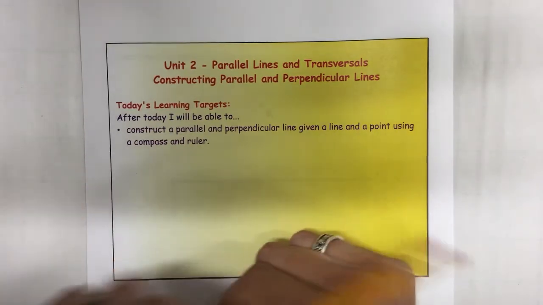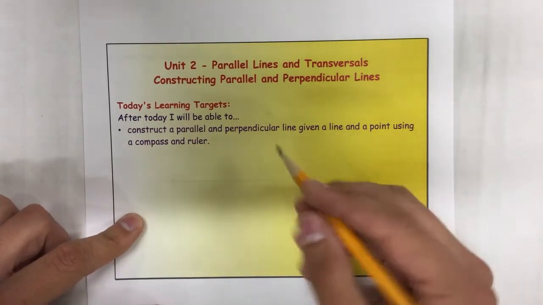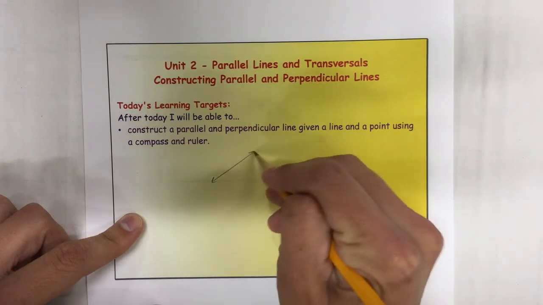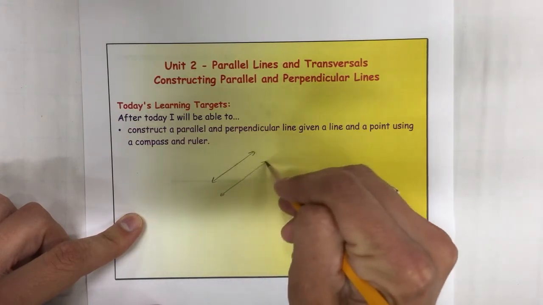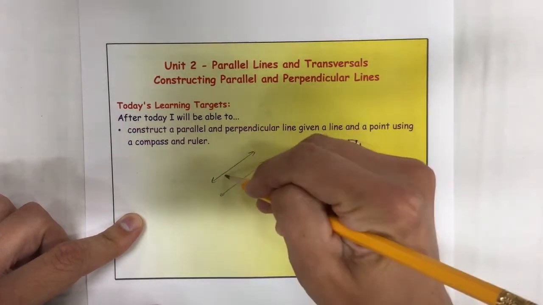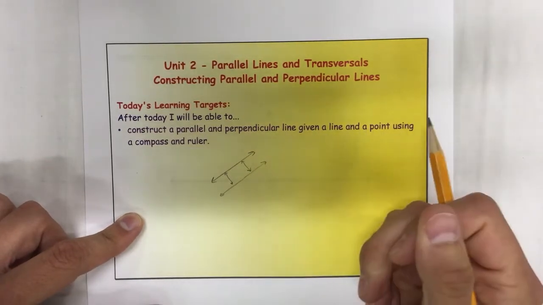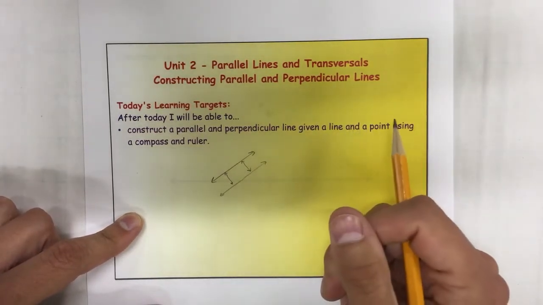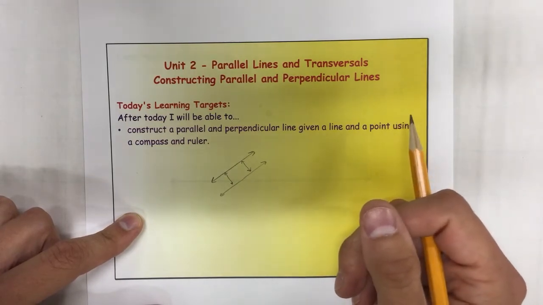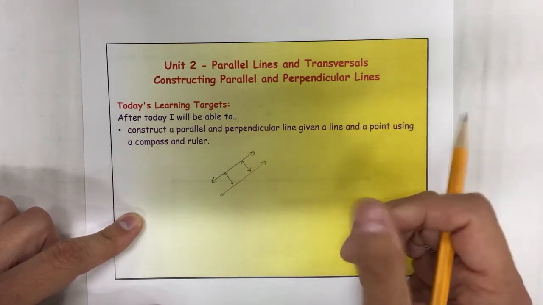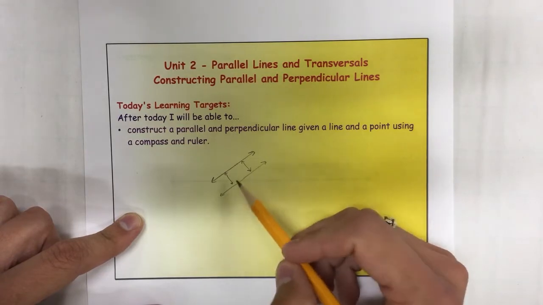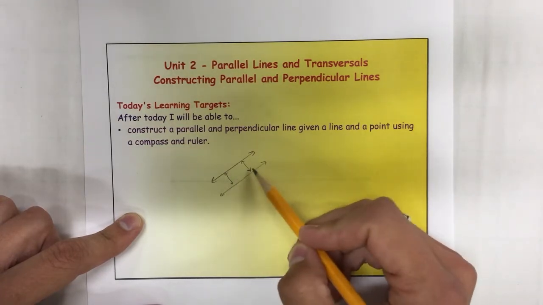Parallel, what the heck is parallel again? Parallel, that means two lines that never intersect. Something like that, right? Yeah, those look like parallel lines. Why do we have to construct them? Well, as we've seen in previous lessons, this whole unit is about parallel lines and transversals. So being able to draw correct lines that are parallel is important. Parallel means equidistant all the way across, right?